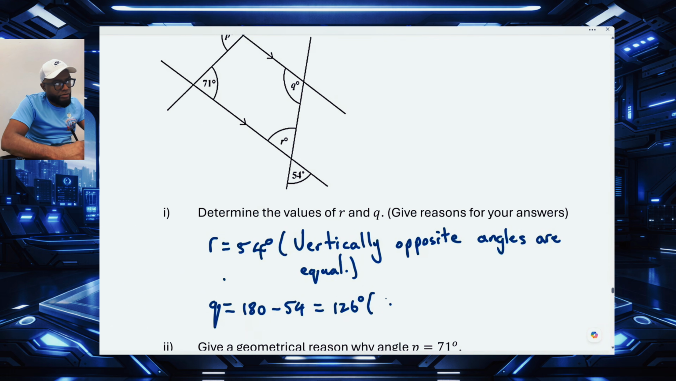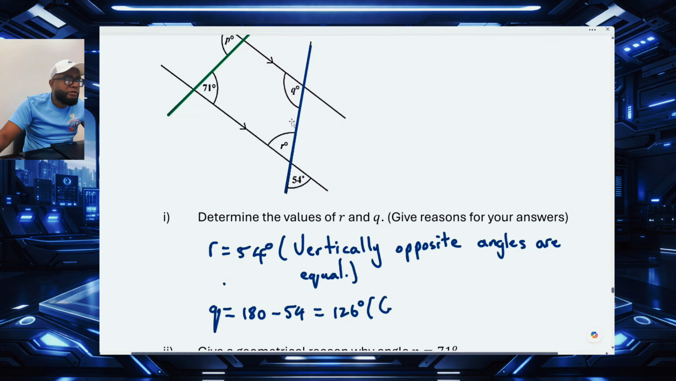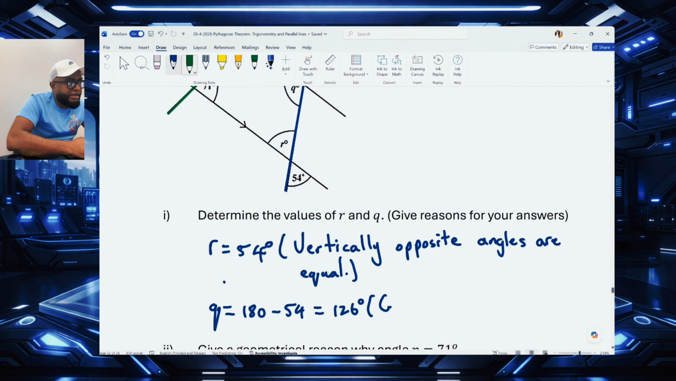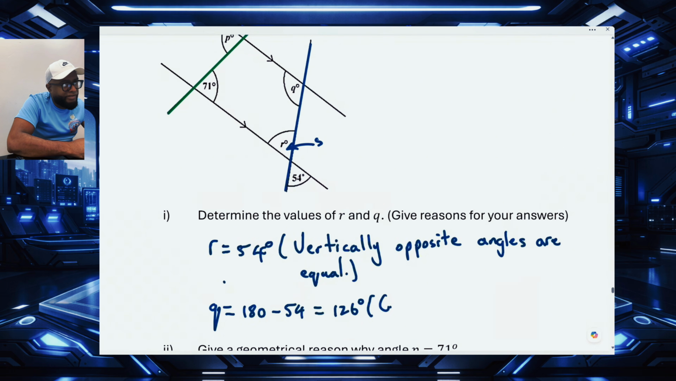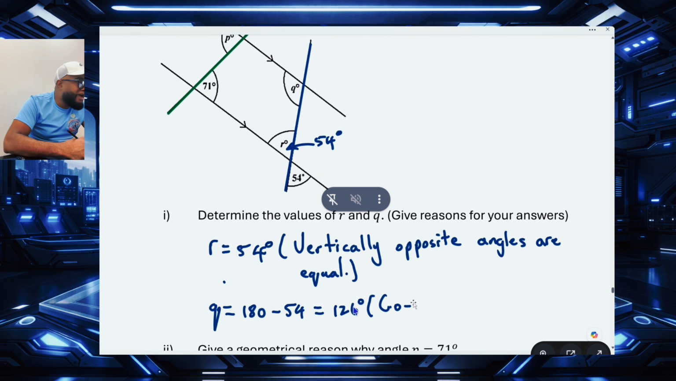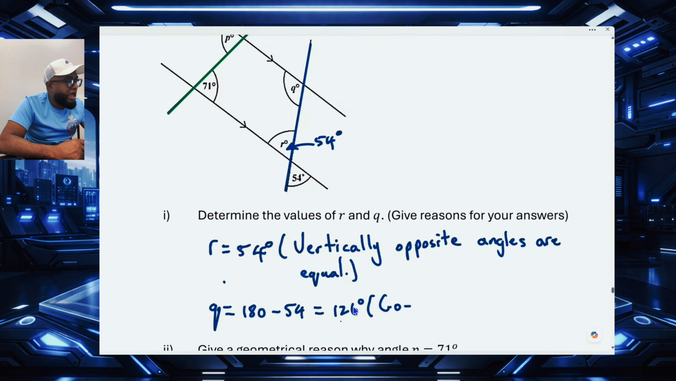So I put 71 degrees. Where did you get 71 from? Q and R are co-interior, right? We found R to be 54 degrees. Then these two angles, 54 and Q, would add up to 180 because they are co-interior angles. So if I have R, I can find Q. I'll simply do 180 minus 54 and I will get 126.